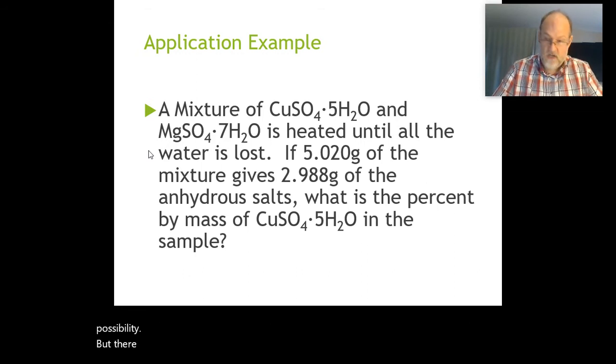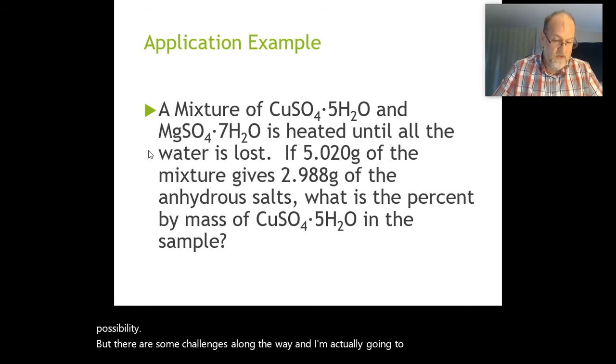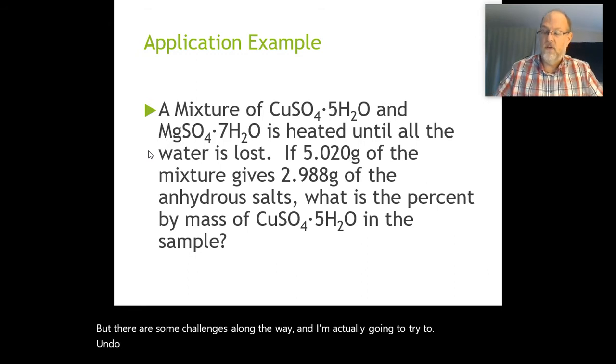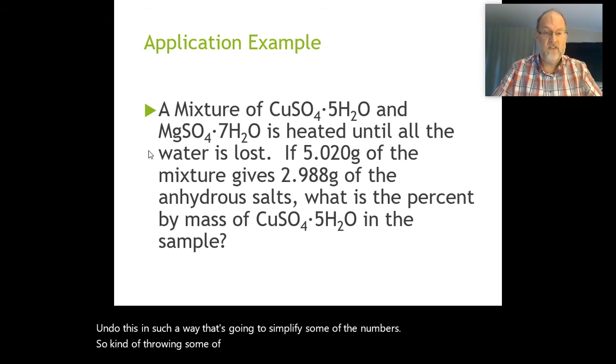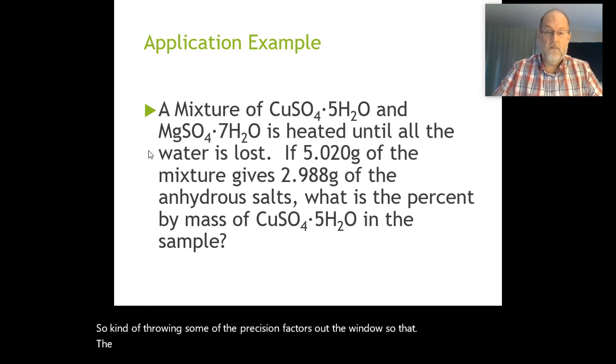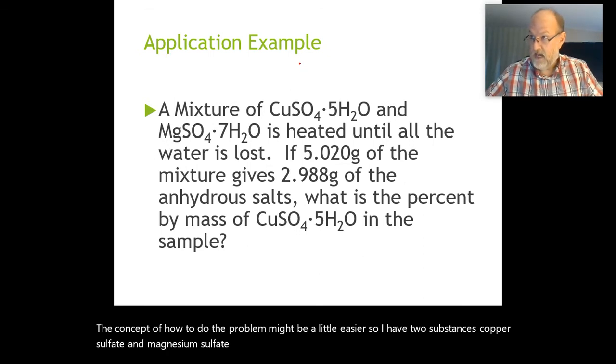The numbers make sense. But I'm just going to tell you that there's a possibility that there's some challenges along the way. And I'm actually going to try to do this in such a way that's going to simplify some of the numbers, so kind of throwing some of the precision factors out the window so that the concept of how to do the problem might be a little easier. So I have two substances, copper sulfate and magnesium sulfate. And I have this container that has both of them in it.